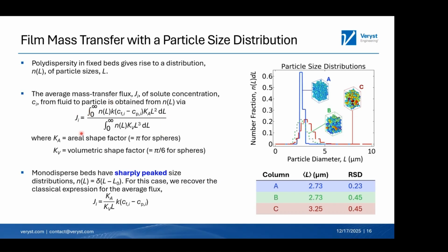And so this integral, in the case of monodispersed distributions, reduces to this classical formulation, which basically is a mass transfer rate that depends on a mass transfer coefficient normalized by some geometric factor, multiplied by a driving force, which is the concentration difference between the solute dispersed in the fluid relative to the concentration at the surface of the particles.